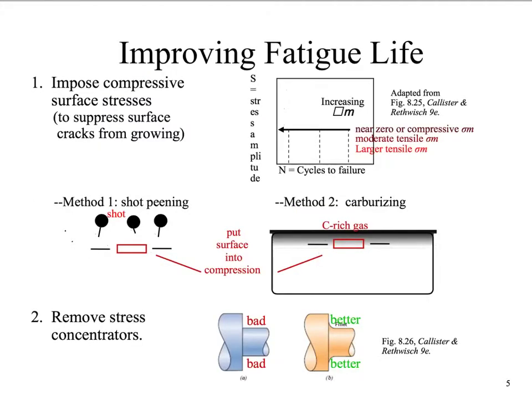To improve fatigue life, we can impose compressive surfaces. This includes shot peening and carburizing. Carburizing is where we take carbon and inject it into the interstitial sites, and this creates a compressive surface. Also, shot peening is very similar to that, other than we're using another element compared to carbon.